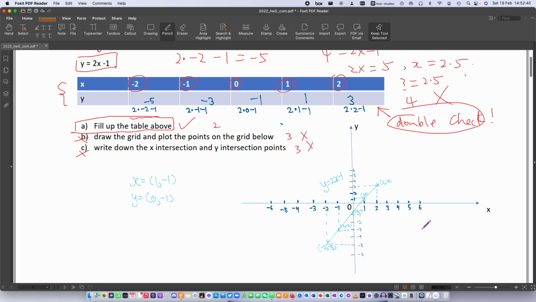So with this, let me just talk about this. They say draw the grid. When you draw the grid, you better use a ruler. Why do you need to use a ruler? Because if you don't use a ruler, your scale here is going to be so off. What I observe here is, over here I think there is no problem. There's no problem for this side, and there is no problem for this side as well. They look fine to me, but there is a big problem for the y-axis.